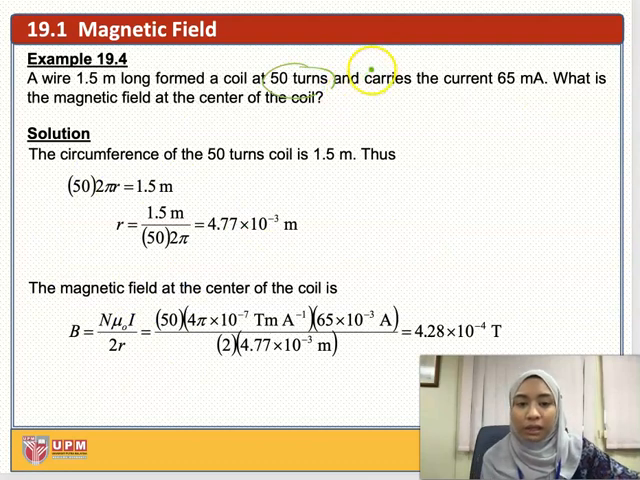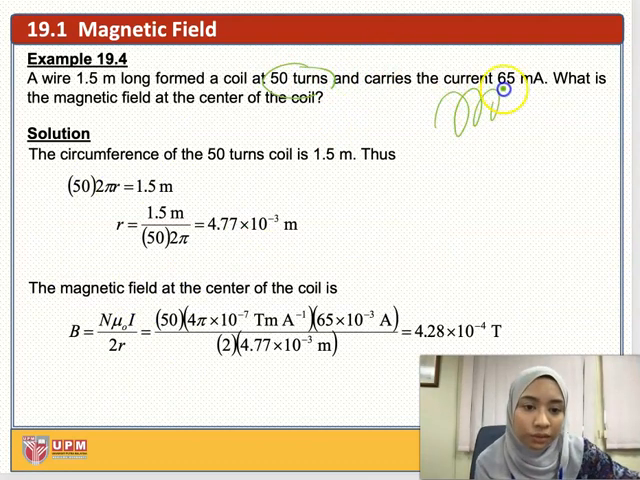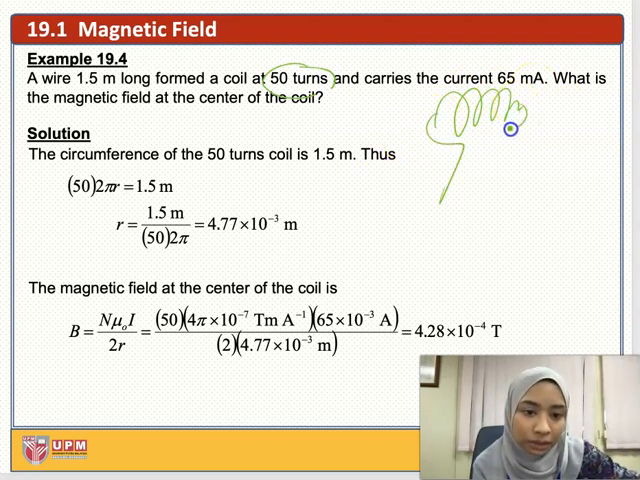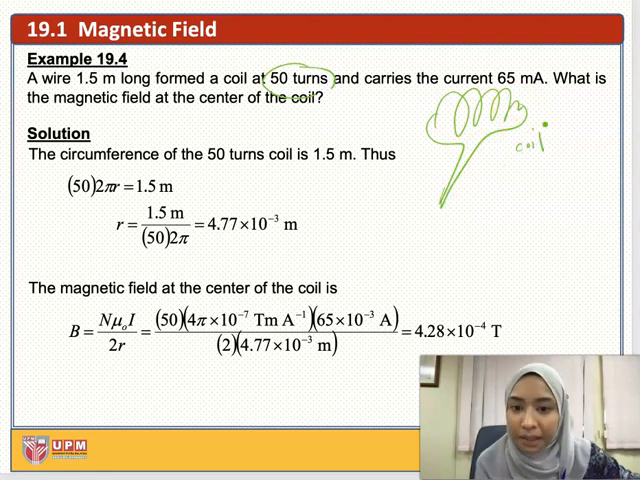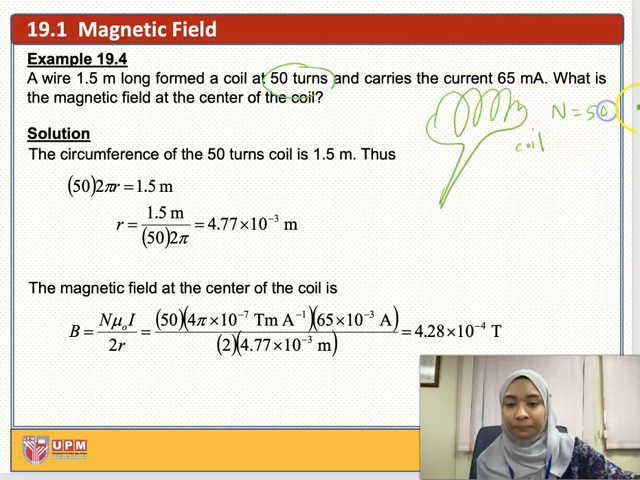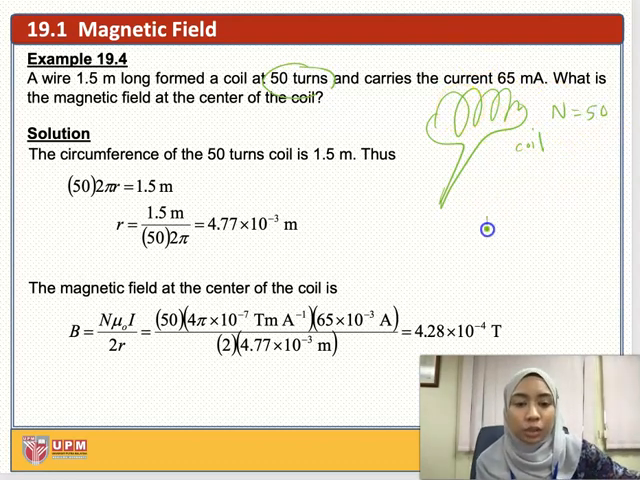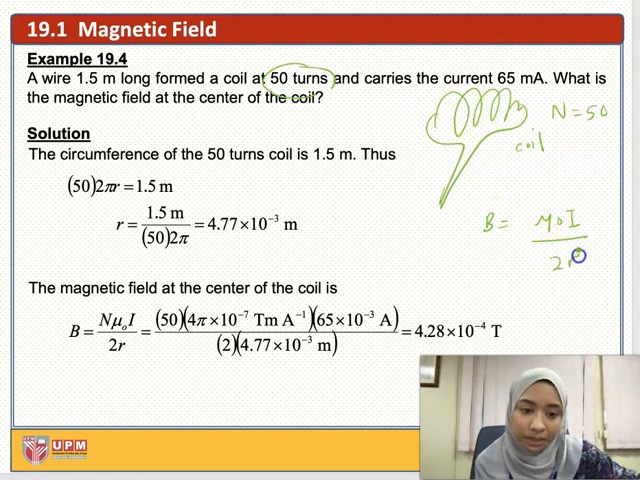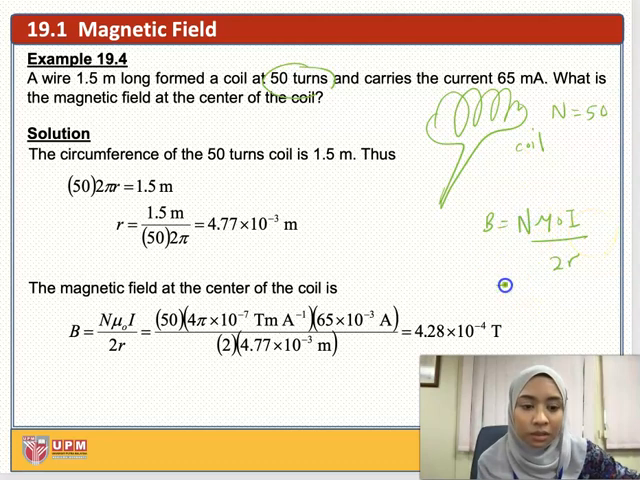Now when the coil is 50 turns, so 1, 2, 3, 4, and so on, it should be equal to 50. Okay, it looks like cotton candy, but it's a coil, which the N is equal to 50. So the equation is the same equation, mu naught I over 2R, but since the N is not equal to 1, we need to have it in the equation. So this is 50 times mu naught times I divided by 2R.